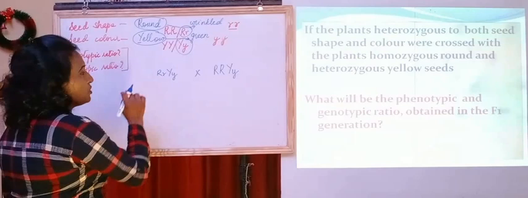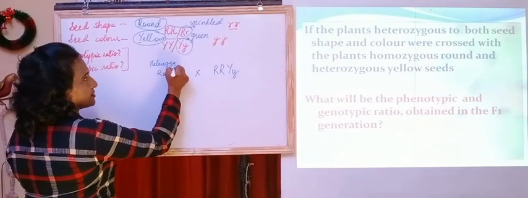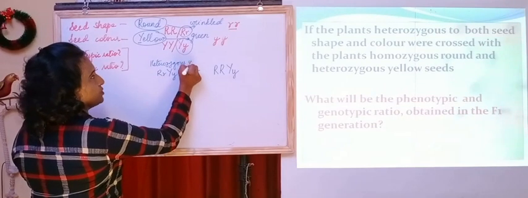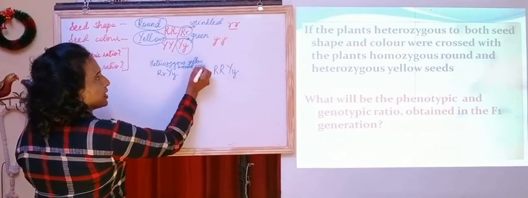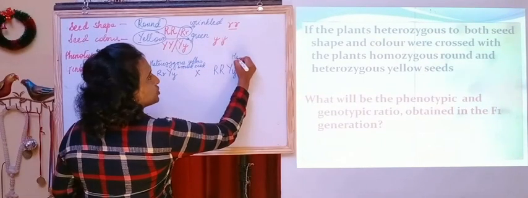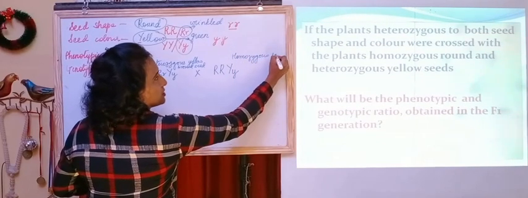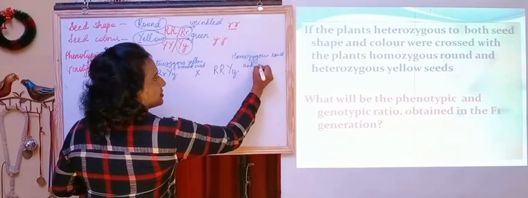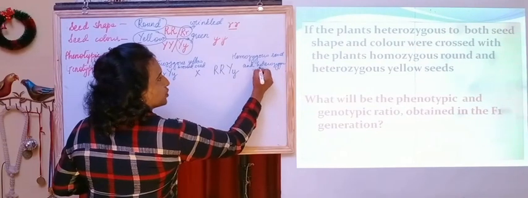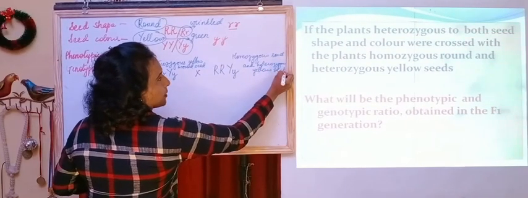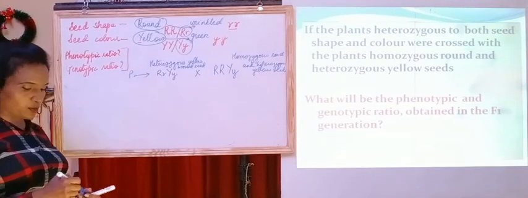Okay. So I have to mention here that it is heterozygous yellow and round seeded plants crossed with homozygous round and heterozygous yellow seeded plants. Okay, as I said, it is important. Right? So these are our parents, which we are supposed to cross.